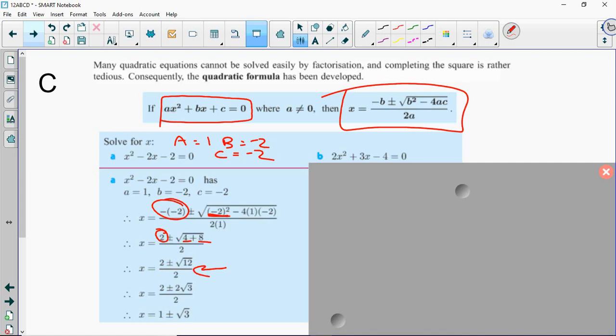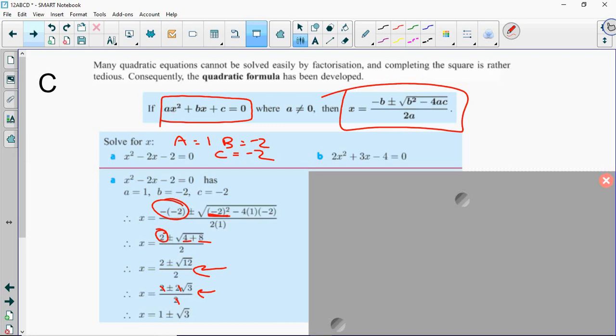We note that 12 is the same as 4 times 3. So we can take the 4 out of the radical, giving us 2 plus or minus 2 root 3 over 2. But now every term has a factor of 2, so we can cancel, leaving us with just 1 plus or minus root 3. In the second example, what is a, what is b, what is c?